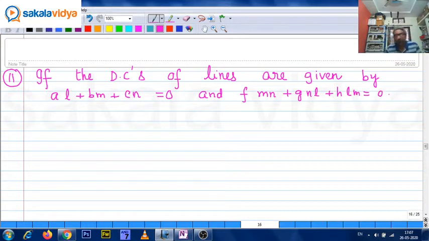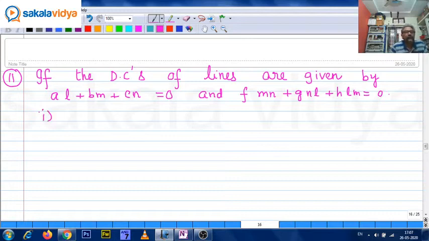Then we are able to find out the direction cosines of each line, and next we are able to find out the angle between the lines also, or we are able to decide the condition for perpendicularism, the condition for parallelism. That's very important. We need to check it now.